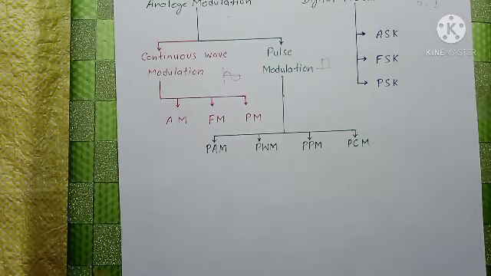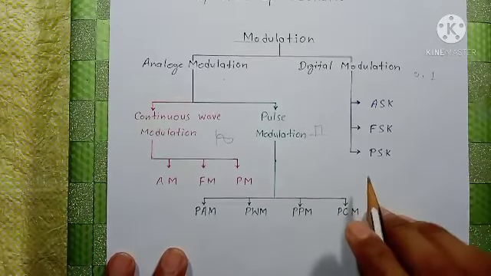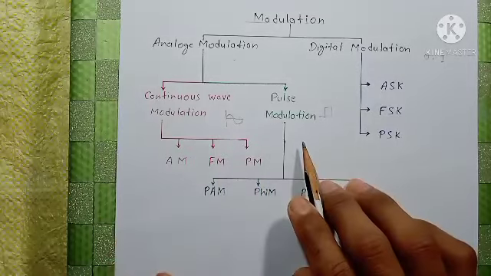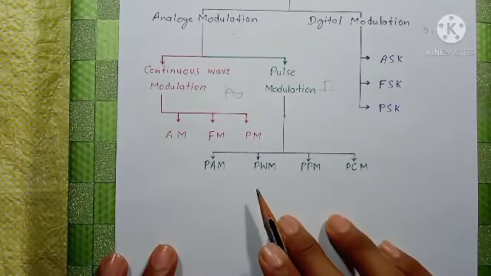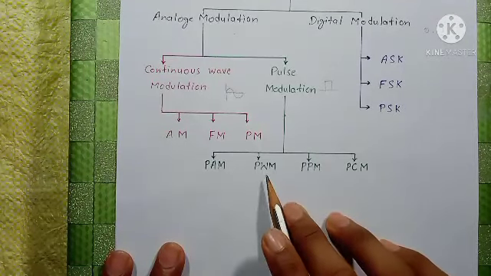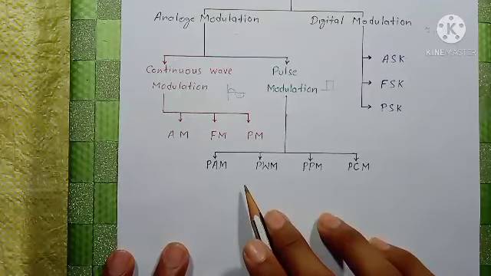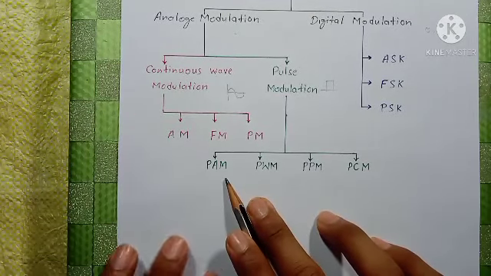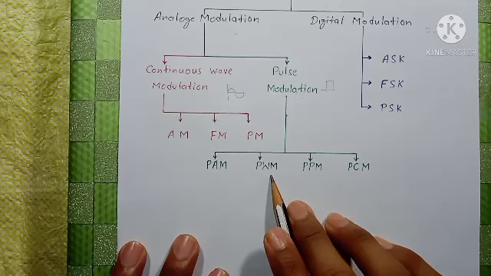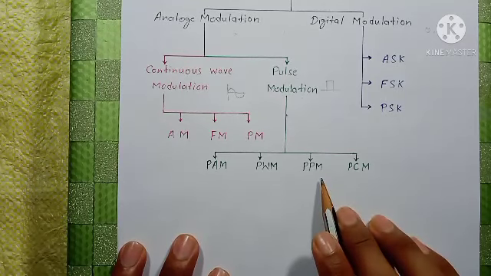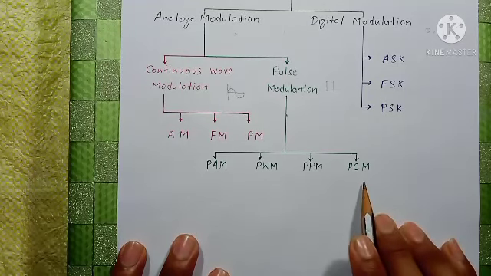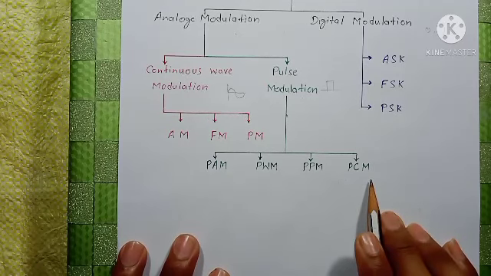And the second type of analog modulation is pulse modulation. Mainly there are four different types of modulation techniques: pulse amplitude modulation PAM, pulse width modulation PWM, pulse position modulation PPM, and pulse code modulation PCM.